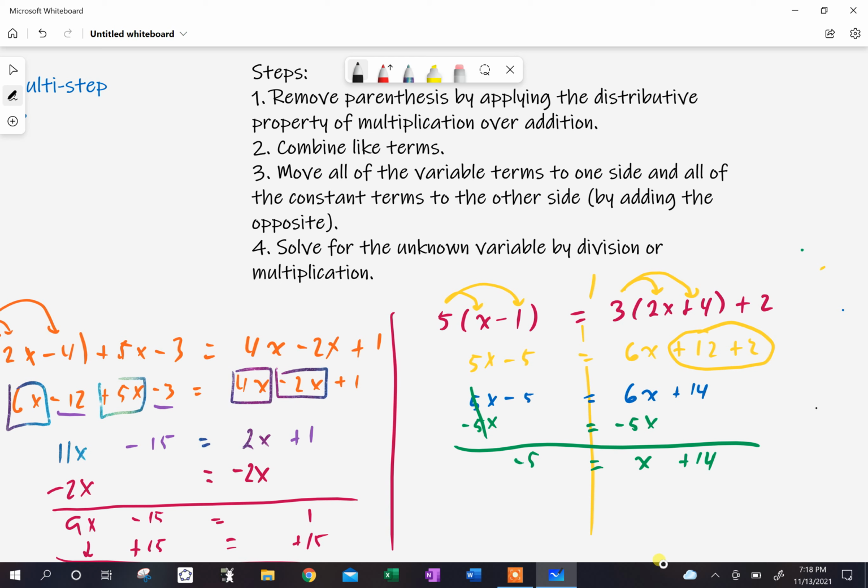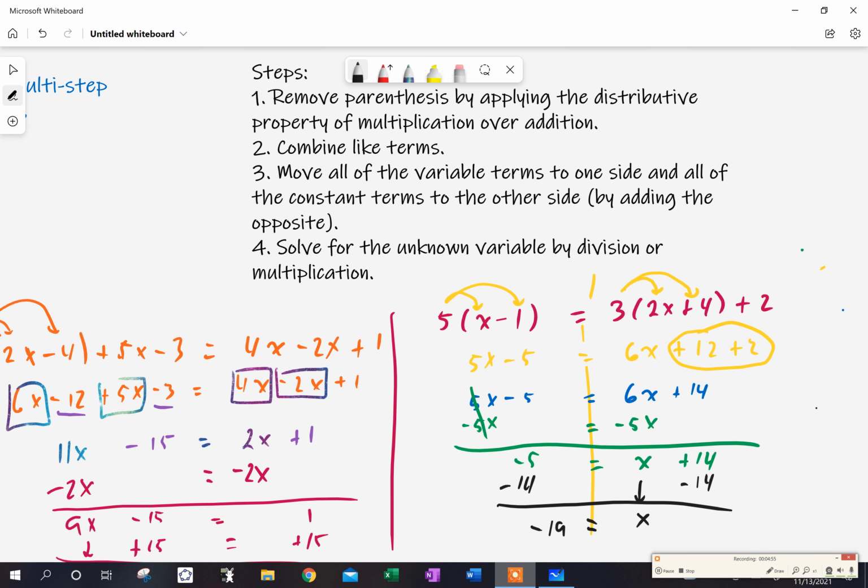Now I have to move my constant to the other side. I get a negative 14, negative 14. And so x is equal to negative 19. I hope that helps. I'm going to stop there.